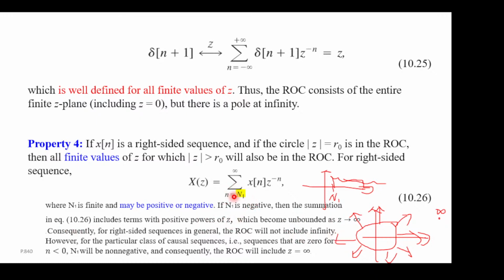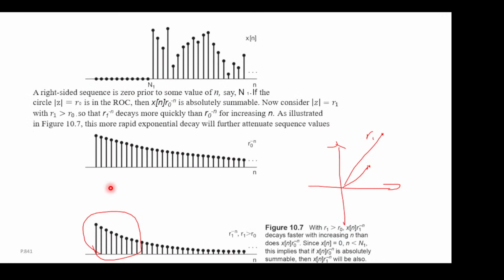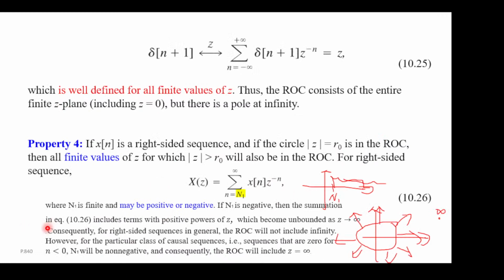Okay, so if your n1 is 0 or positive, then obviously you don't include any of those positive powers of z, so infinity will be inside. And if your n1 is negative, then it's a little weird. But I think if n1 is negative, then infinity should not be inside, because you probably cannot get the cancellation. Then you get those positive powers of z.